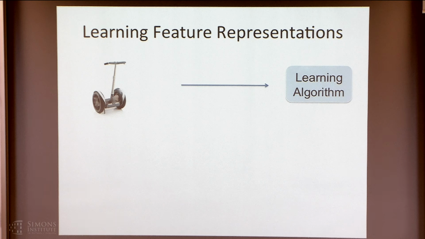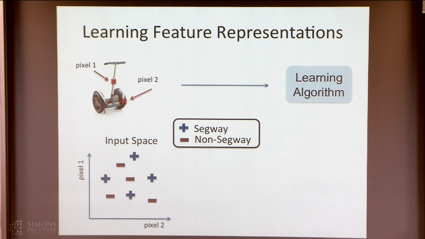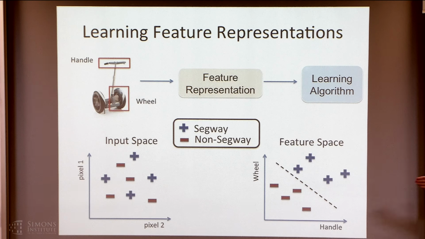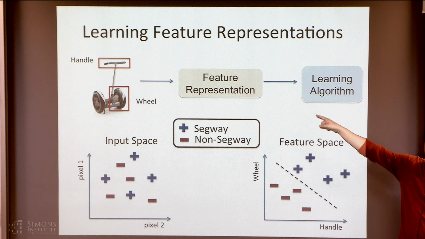OK, just a little bit of motivation so that we're on the same page. Imagine that I have this image. I take the pixel representation, and just based on the pixel space, I'm trying to figure out, is this a Segway or not a Segway? On the other hand, if I find the right feature representation, for example, a handle, a wheel, a part-based representation, then I might have a chance of solving that problem. So in practice, a lot of people are figuring out what kind of representations to use.